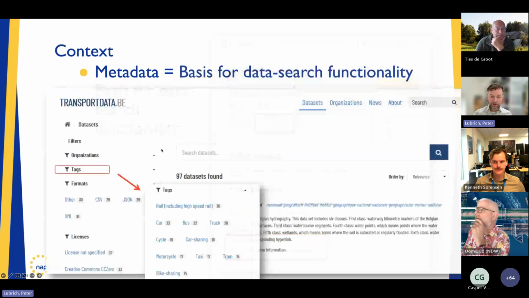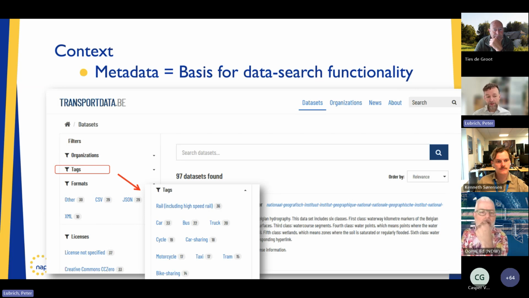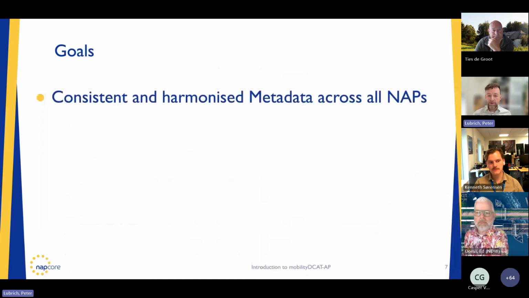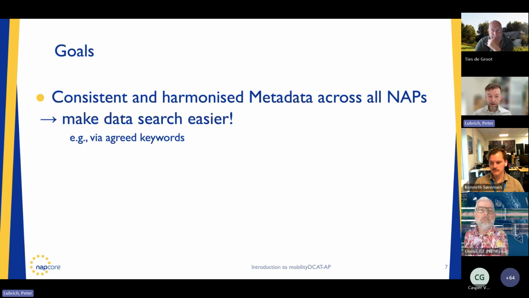When you look at other examples, and I'm not showing you the Belgian one, it looks kind of similar, but not really. So those colleagues from Belgium, they're using tags to describe their dataset. This is something we don't do very much in Germany, but it's also a very common way to do so. So keywords or tags are usually used inside metadata. Here you see some tags about rail car, so key terms describing the dataset. And our goal here is to find some match, some consistency and harmonization for metadata across NAPs. Why? We would like to have data search easier, maybe via agreed keywords.